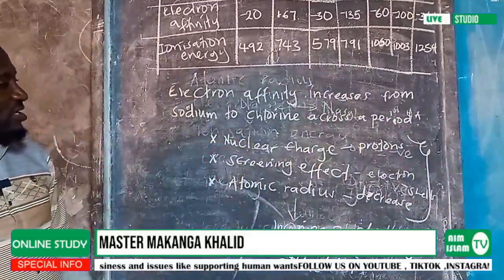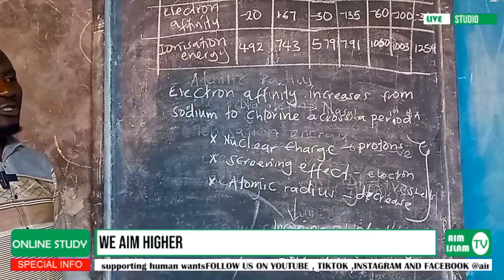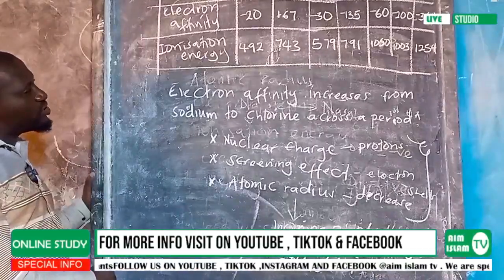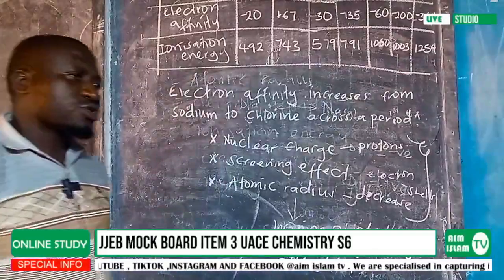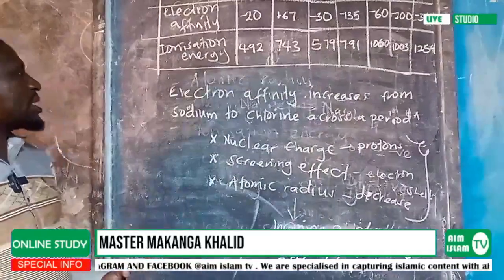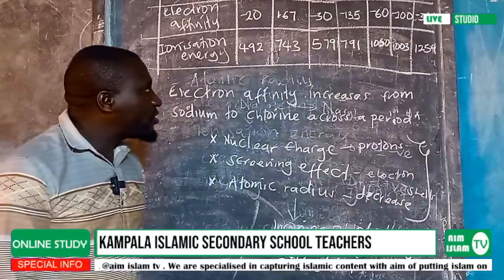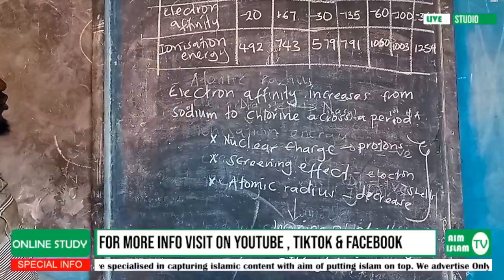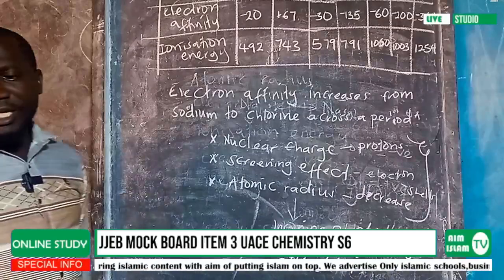So that's how you can briefly talk about the variation of electron affinity. That's how you can respond quickly. Then two, you should also talk about the variation of ionization energy. Ionization energy deals with the removal of electrons. Electron affinity deals with the acceptance or gaining of electrons, but ionization energy deals with the removal of electrons.